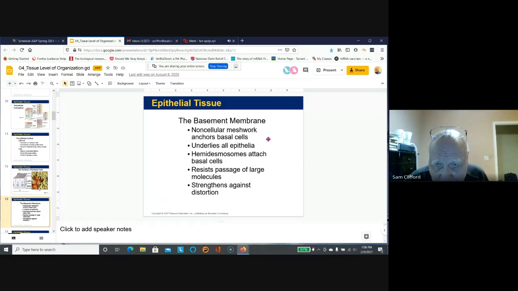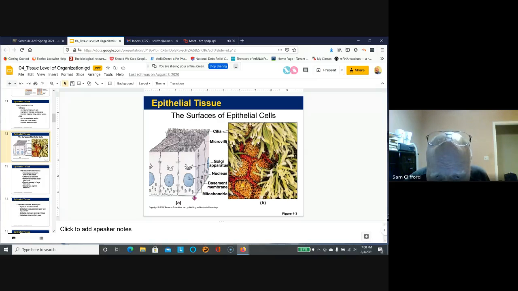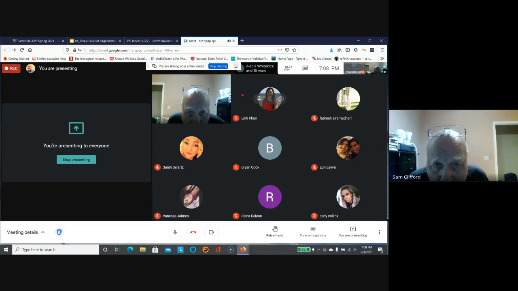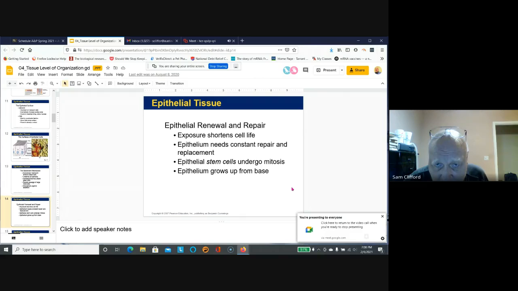The basement membrane, all I want you to know about that is, if we go back here, here's the basement membrane. The epithelial cells sit on this basement membrane, and they're all attached together to have a tight seal. Just know the basement membrane is the membrane on which the epithelial cells sit, basically.